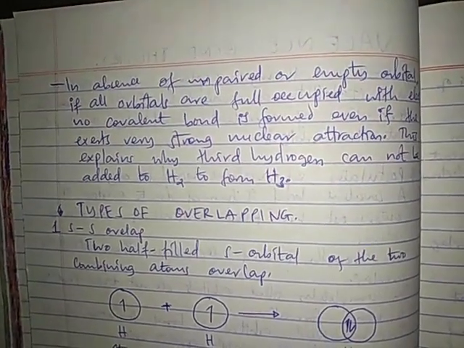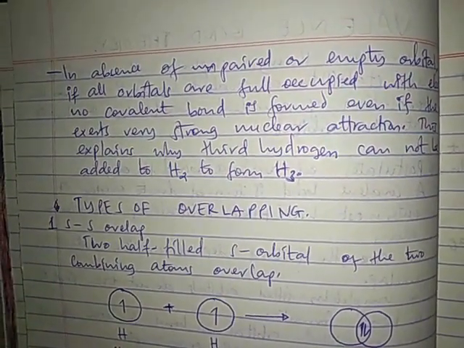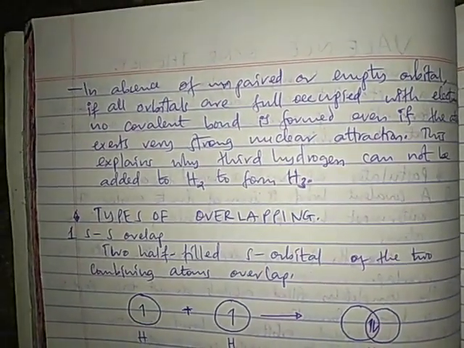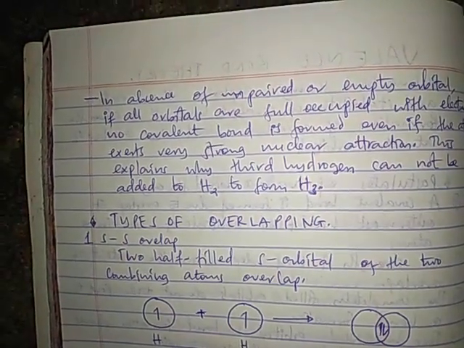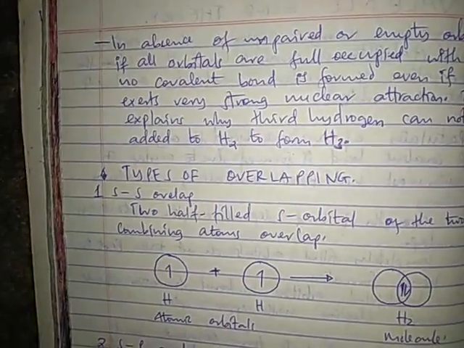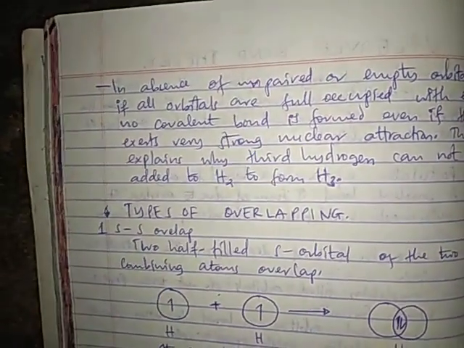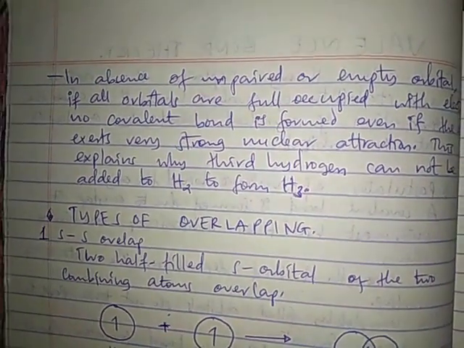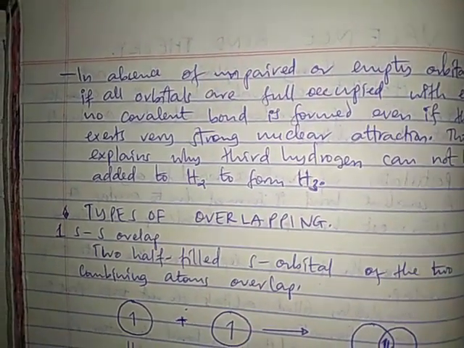Now, in the absence of unpaired or empty orbitals, if all orbitals are fully occupied with electrons, no covalent bond is formed, even if the atoms exert very strong nuclear attraction. This explains why a third hydrogen atom cannot be added to a hydrogen molecule to form a molecule with 3 hydrogen atoms. That is because there is no room for a new electron, either for sharing or for staying there to form a dative covalent bond.